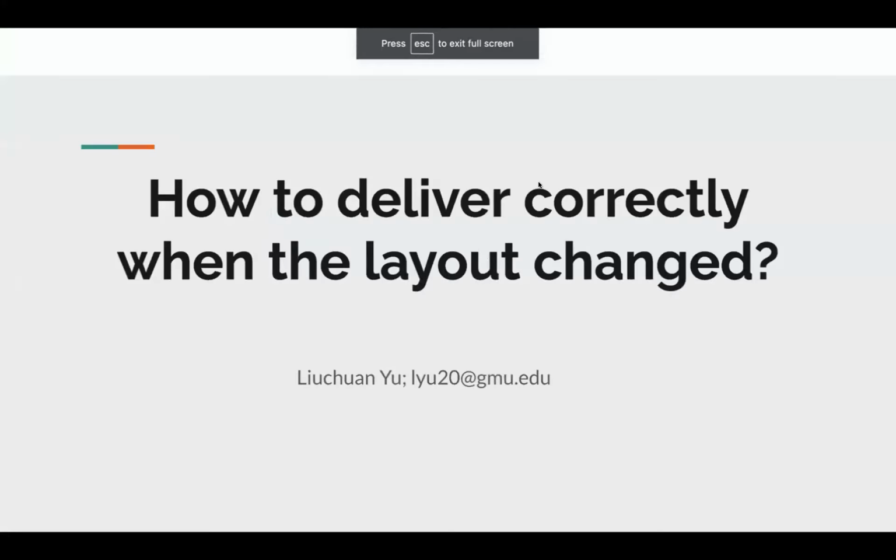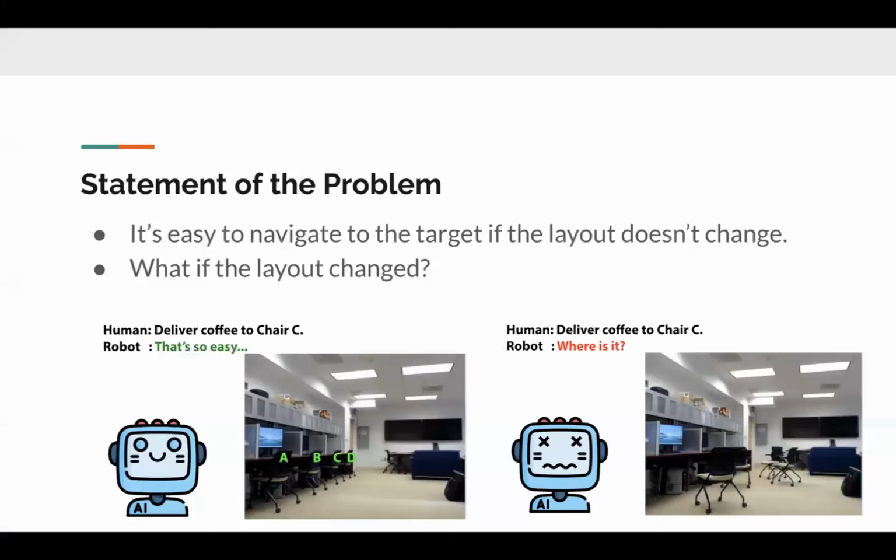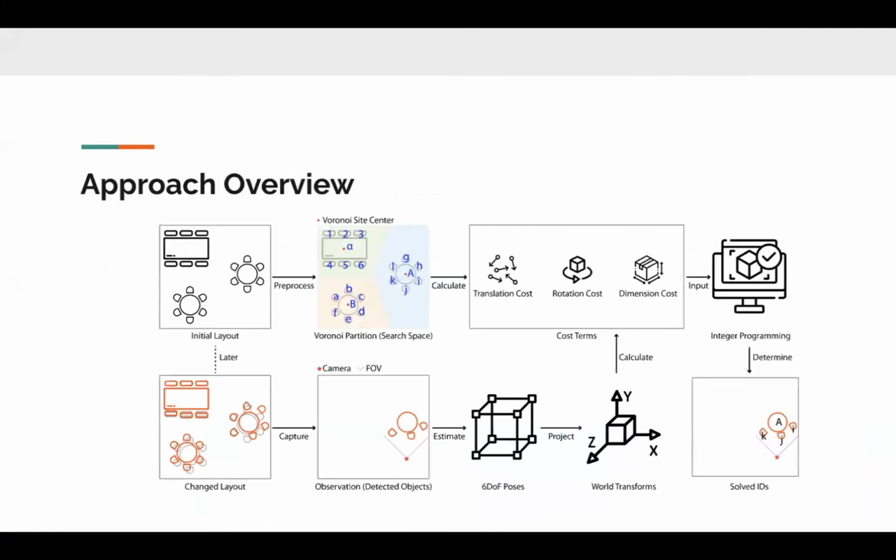Hello everyone. So let's finish today's presentations. Let's quickly recap my statement of the problem. So this is the statement of the problem, and this is the overall approach overview. We have talked about it in the last presentation, so I won't talk about it anymore.